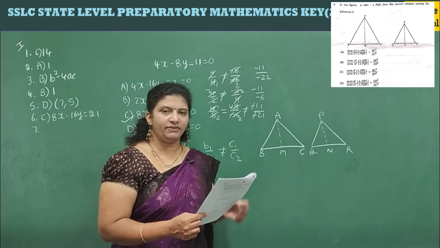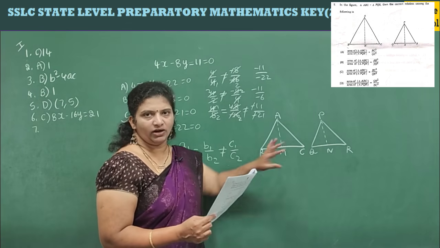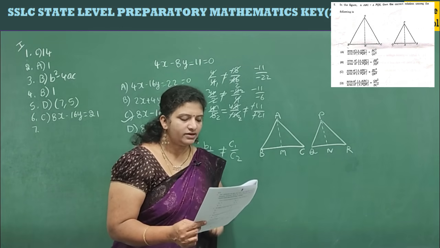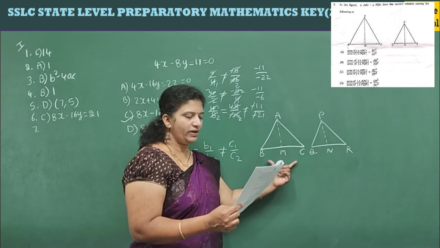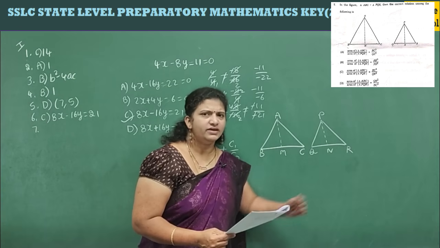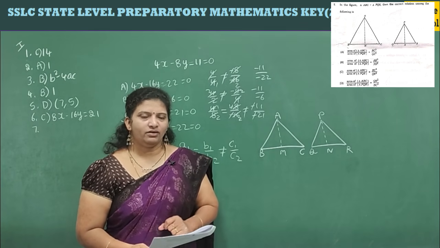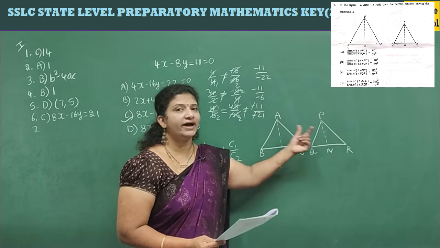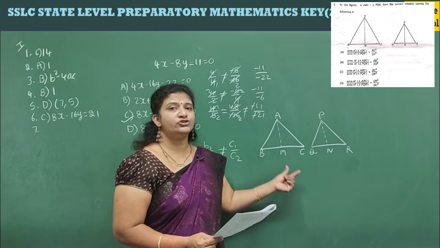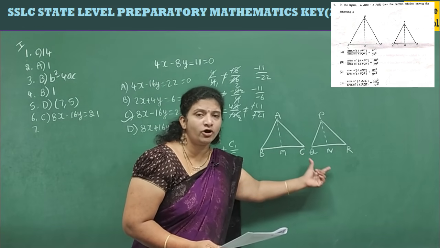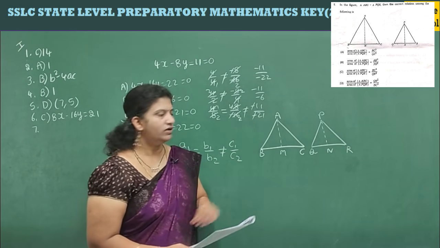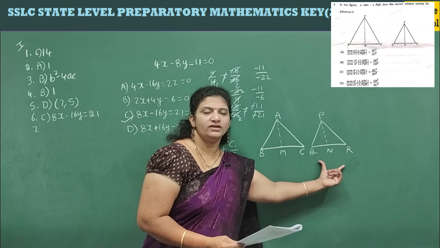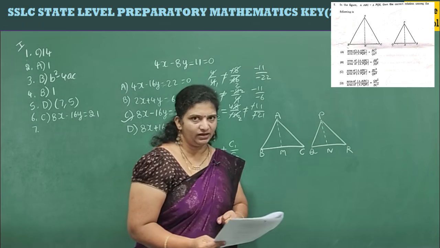Area of triangle ABC by area of triangle PQR is equal to BC square by QR square. Yes, I think it is right. By which theorem? By areas theorem. If two triangles are similar, then the ratio of their areas is equal to the ratio of the squares of their corresponding sides. So here BC is a side of this triangle and QR is the side of the PQR triangle.